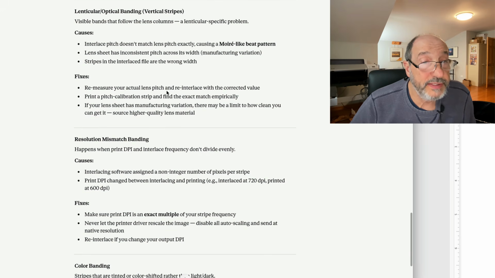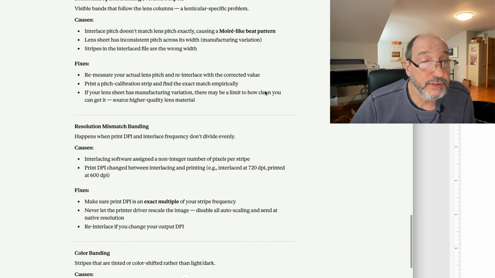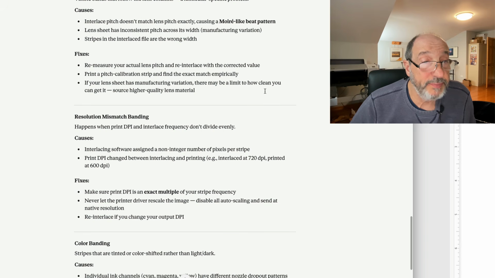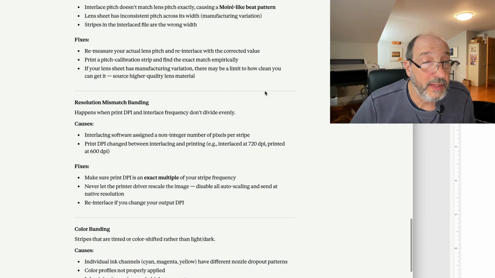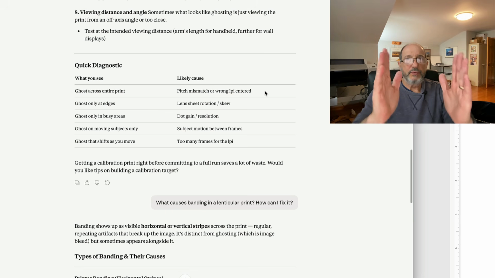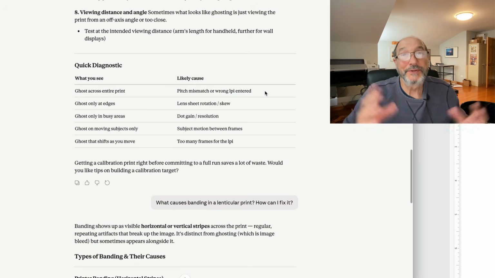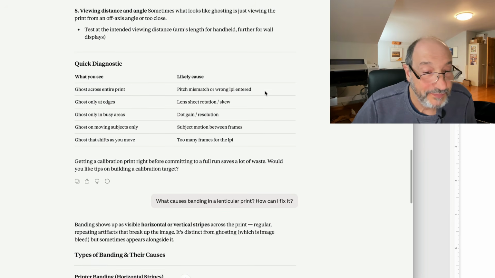Remeasure your actual lens pitch and re-interlace with the corrected value. That's probably not a problem. Print a pitch calibration strip and find the exact match empirically, and so on. Usually what most people do if there's banding is they just rotate their print before printing it out. It's not a perfect solution, but it generally gets rid of most of it.